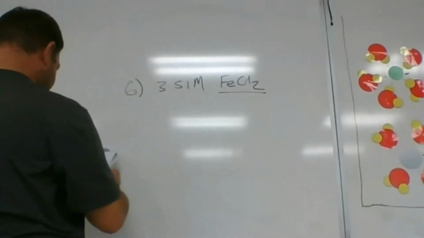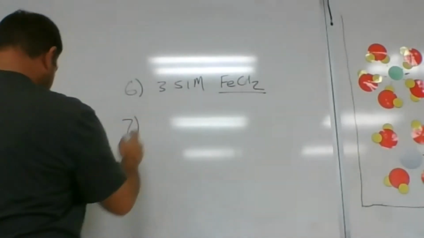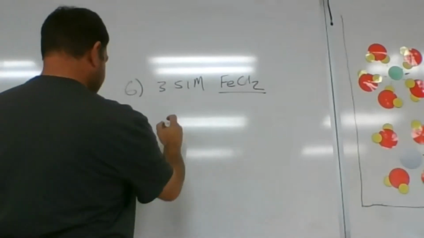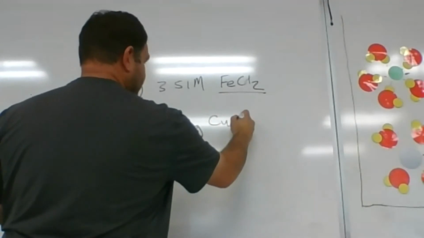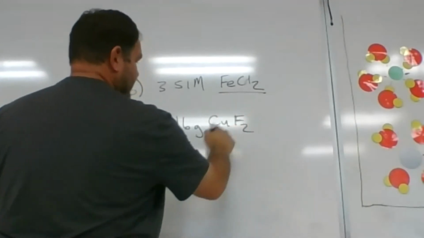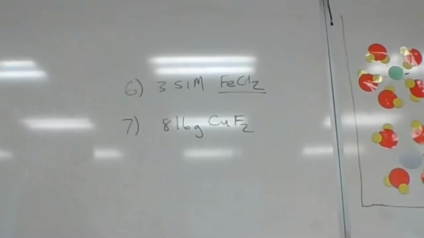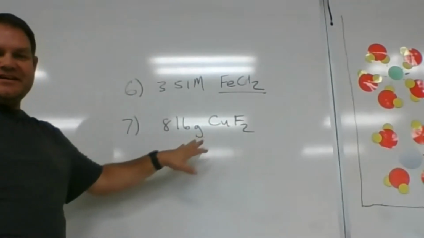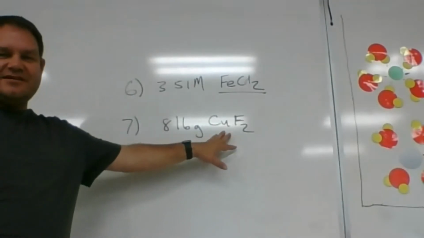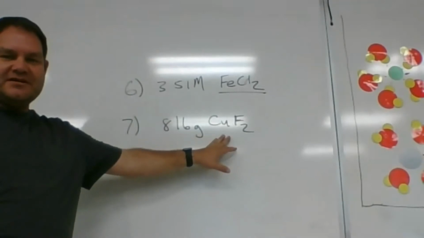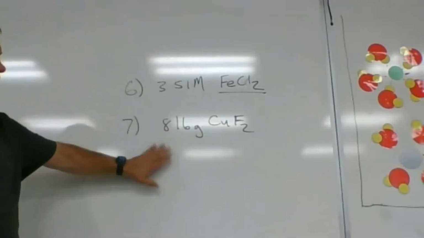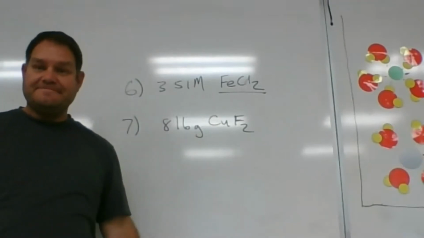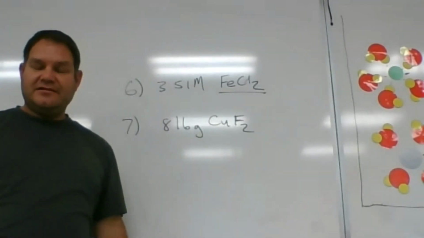For number 7, the answer would be 816 grams of copper fluoride. And that's the chemical formula for copper fluoride. Again, if you didn't get this answer because you didn't have the proper formula, then go back and retry it now with the proper formula and check out your answer. See if you get it. All right, so there we go.